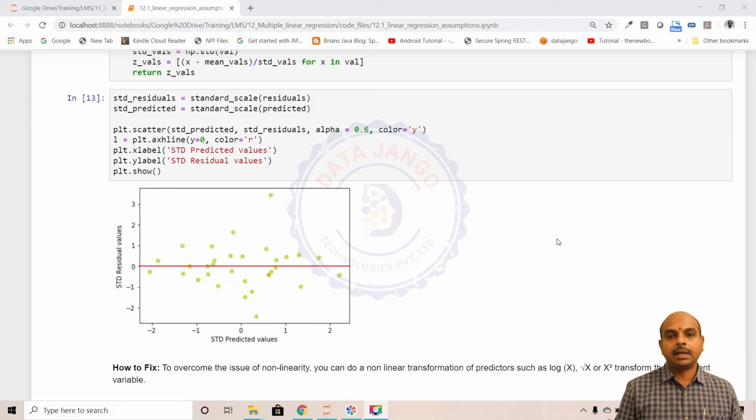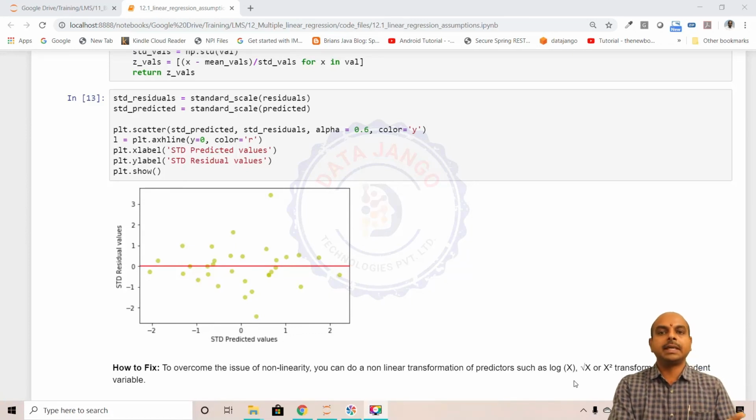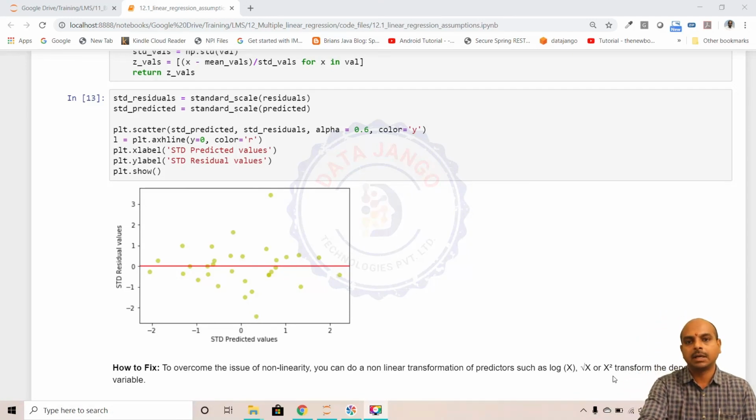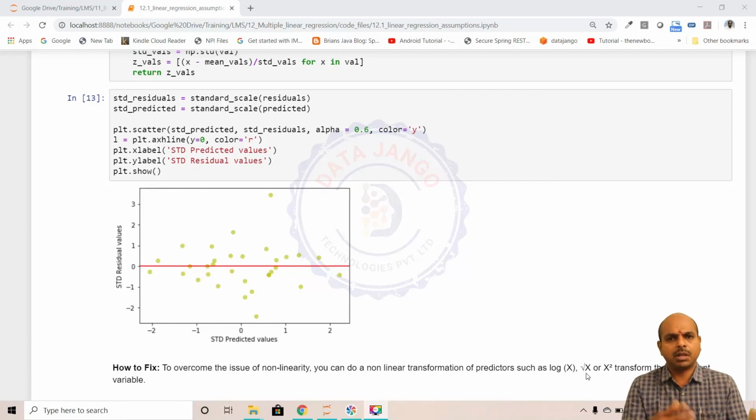If you find non-linearity in the data between the input variables and the output variable, we can solve the problem by applying some kind of transformation on the x variable, maybe a log transformation, a square root, or x square. In other words, if you use a polynomial regression kind of algorithm, it may solve the problem.